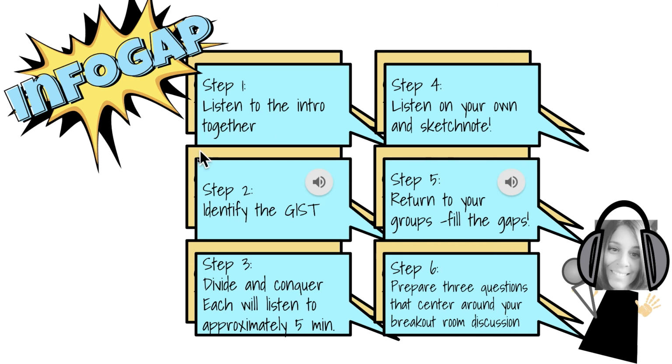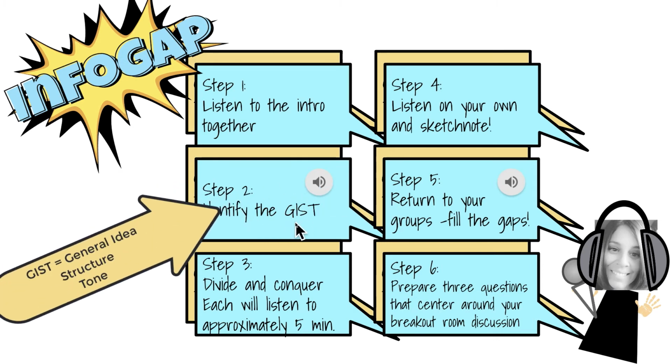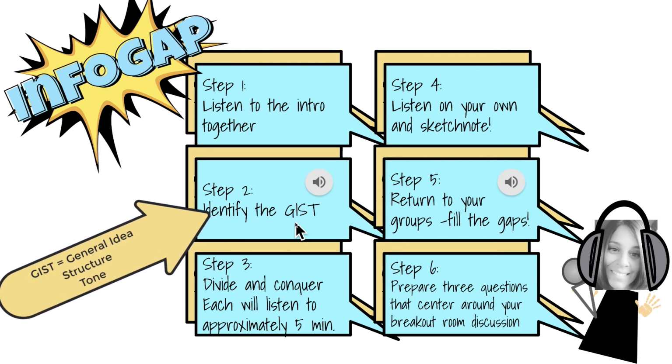All right, so step one is to listen to the intro together. So they had to listen to the first portion of the podcast so they could get the gist. All right, the gist, and here's another audio clip for it. A gist is a general idea, the structure and tone.